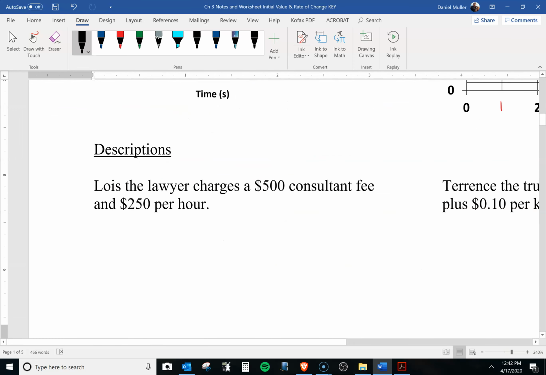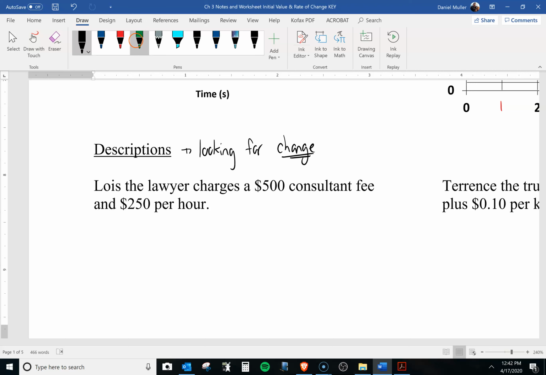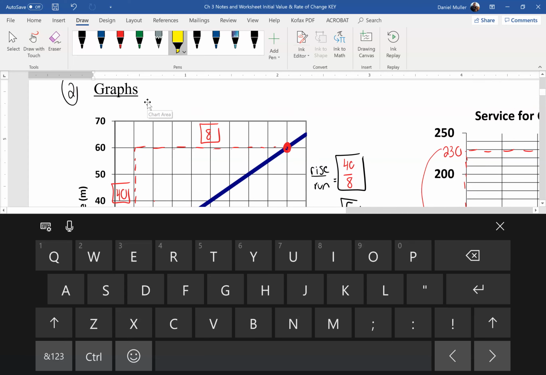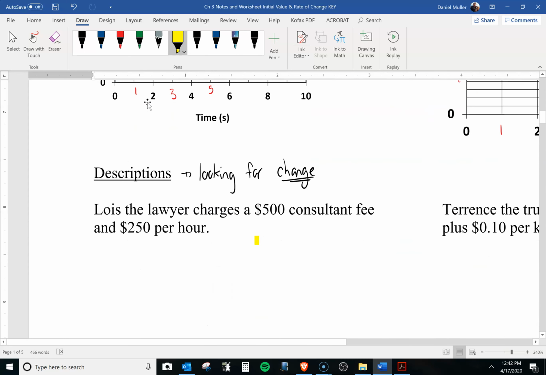You can also have descriptions, and for descriptions, I'll just write this down. If you're looking for rate of change, you're looking for your change. So Lewis the lawyer charges $500 consultant fee, and then $250 per hour. So you're looking for something that's changing. Is the consultant fee changing, or is it the $250 per hour?